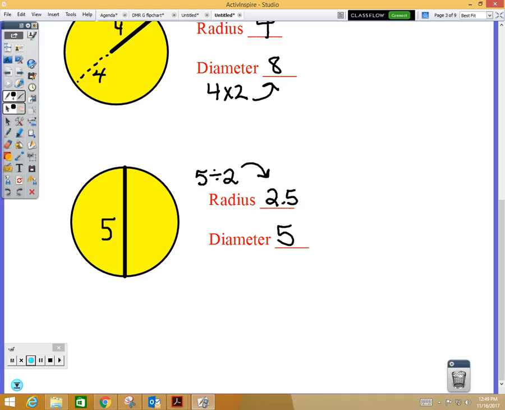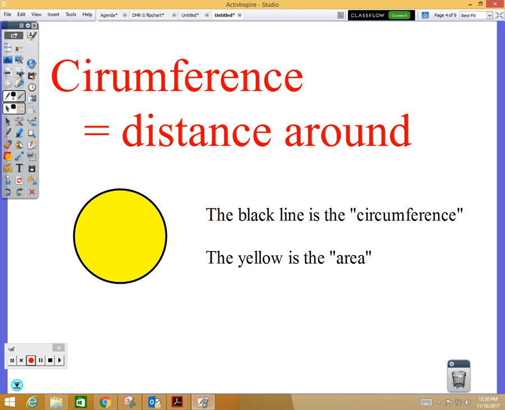Okay. So now we've practiced identifying the radius and the diameter. Now let's practice finding the circumference. So the circumference is the distance around the circle. So in this picture that I have up here, the black line would represent the circumference, just the black line. The yellow part would represent the area, which we haven't talked about finding yet, but we will. So again, the black line is the circumference. That is the only thing that we're finding, just the distance around these circles.